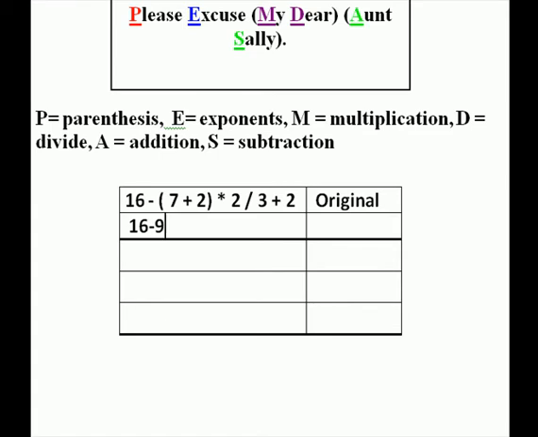The next thing I have to do is bring down my times sign. I'm going to bring down my 2 because I did not touch that. Bring my forward slash, which is my division symbol. Bring down my 3. Bring down my plus sign. And bring down my 2. Now I'm going to put the letter in this column that represents which operation I just did. Technically I just did addition, but the addition was in parentheses, so I'm going to put a P to represent that. So this is what I just did to get to this step.